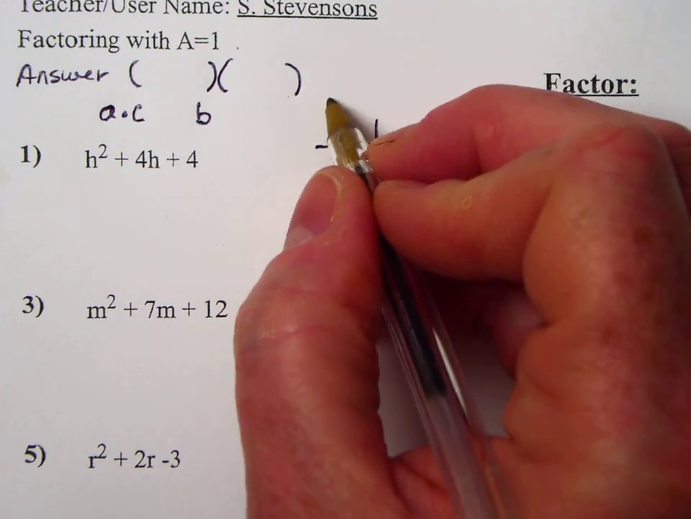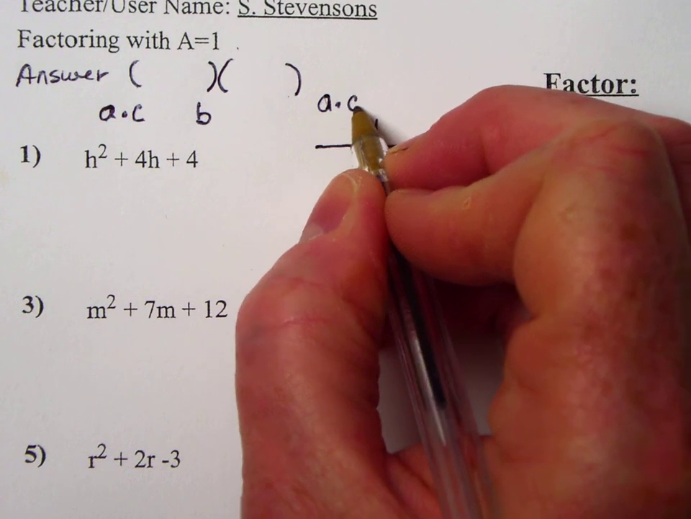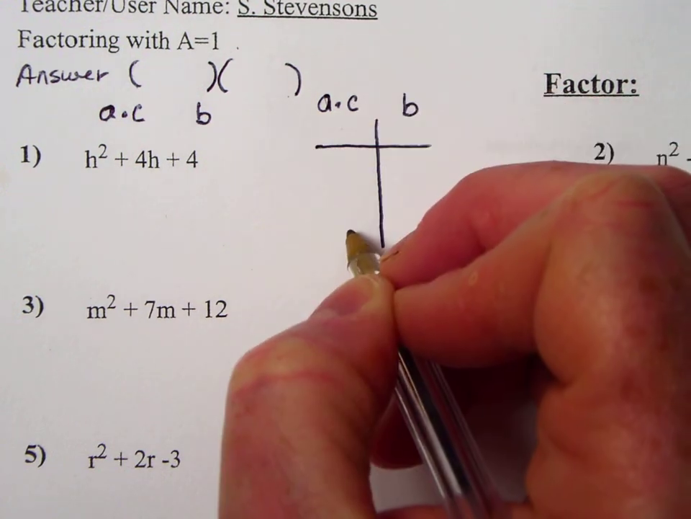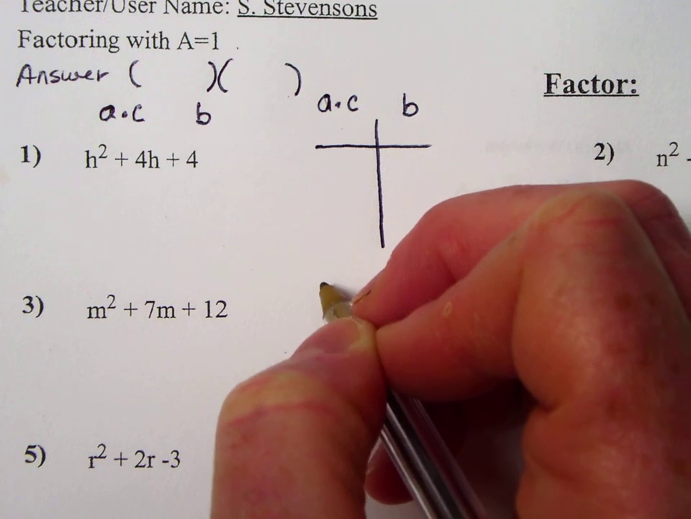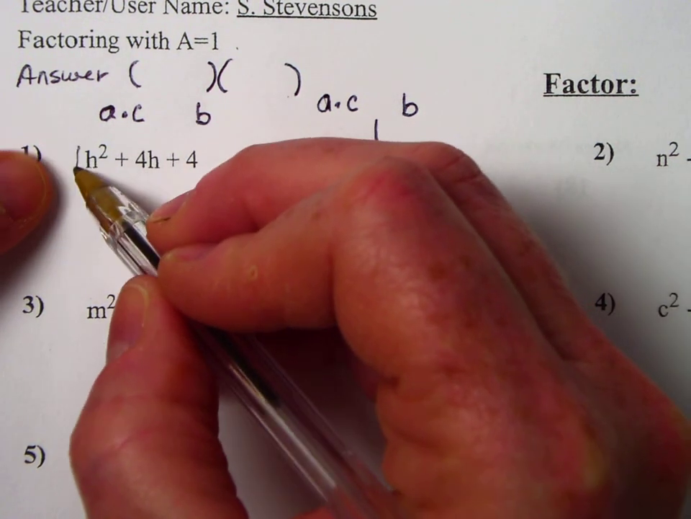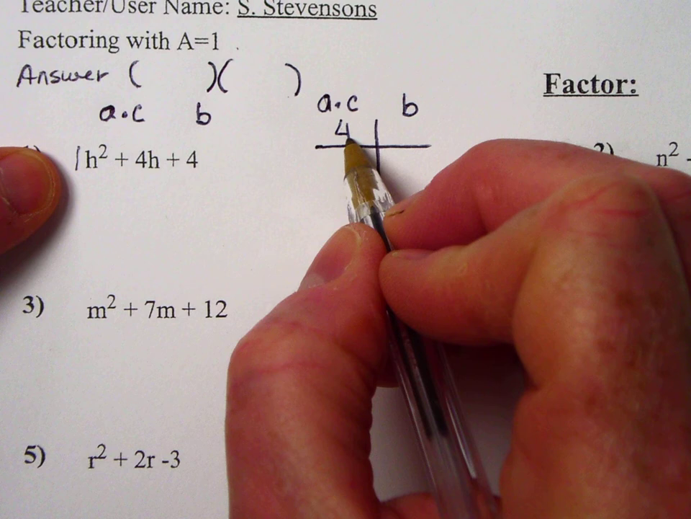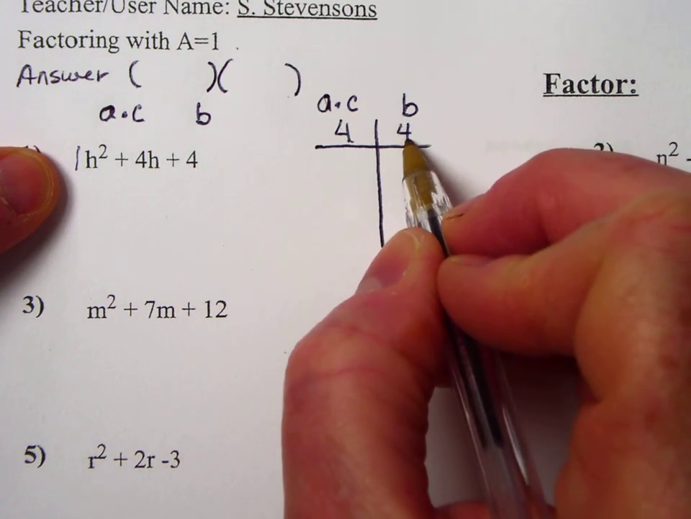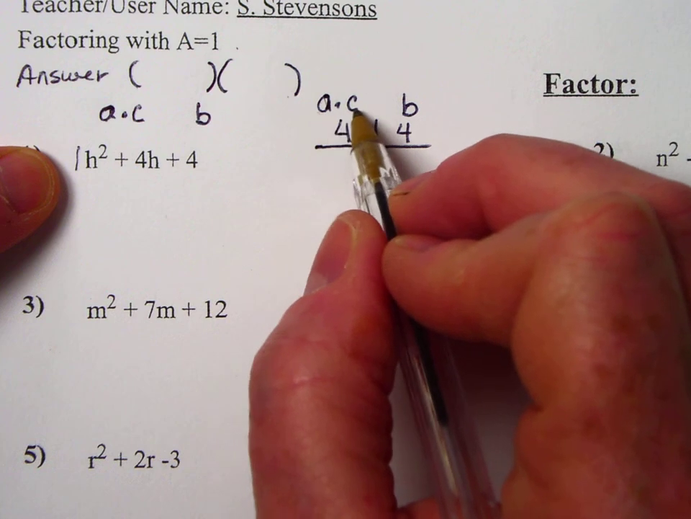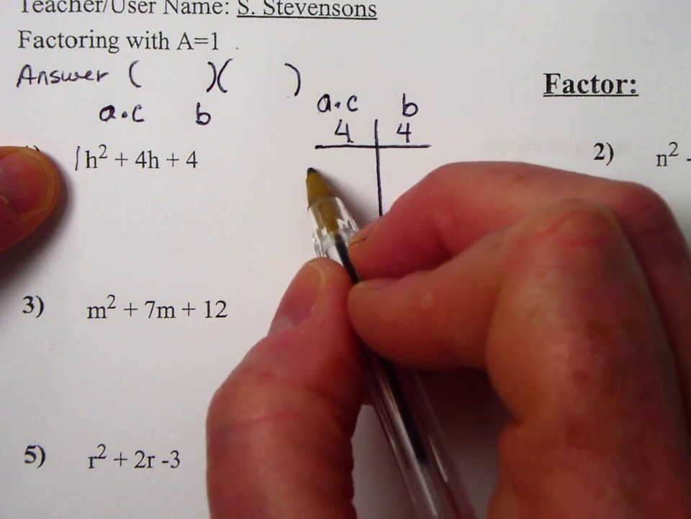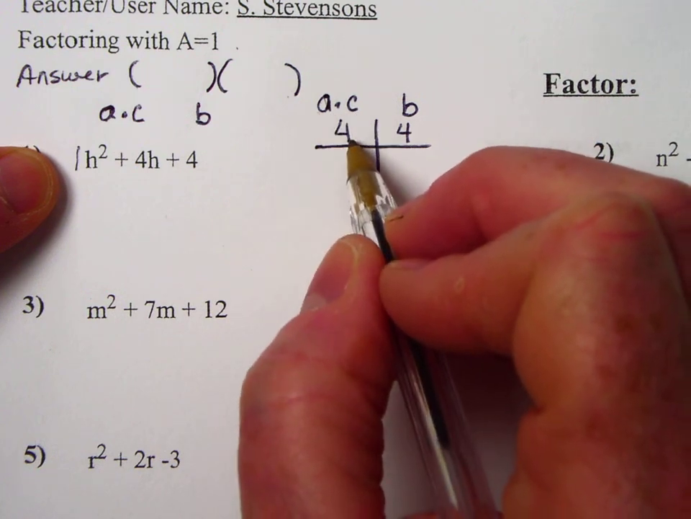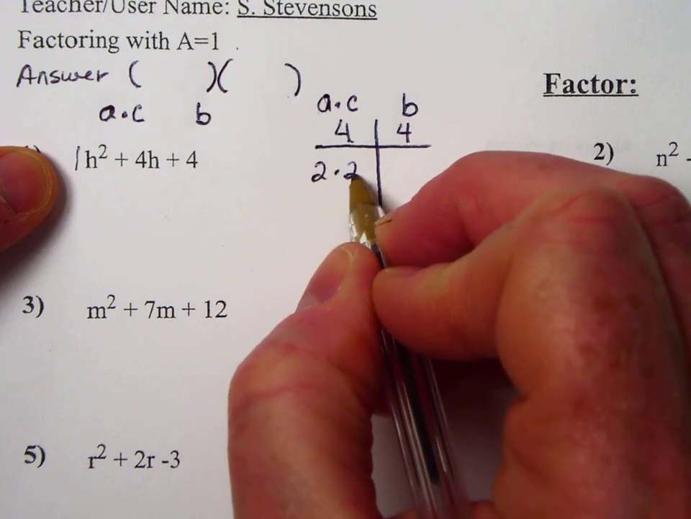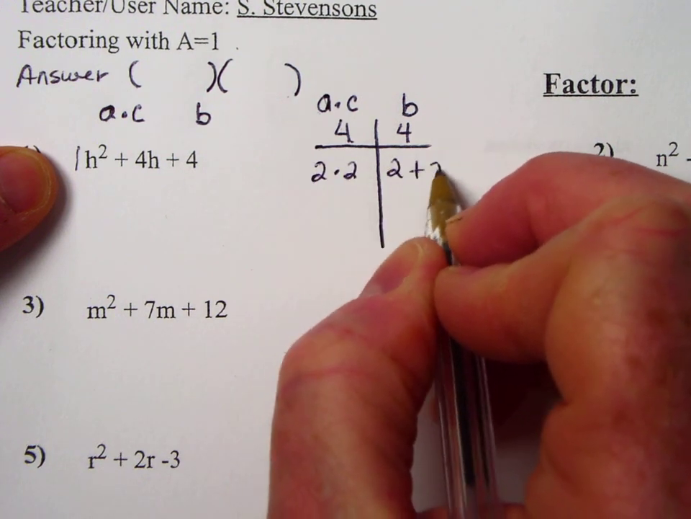The a times the c is going to go here, and the b value is going to go here. So what's a times c going to equal here? That's right, because it's a 1 times the 4, that's a 4. And the b value is going to be a 4 also. Since these two got multiplied, I now need two numbers that multiply together to make the 4, but add together to make this other 4. So a 2 times a 2 works, and a 2 plus a 2 works.